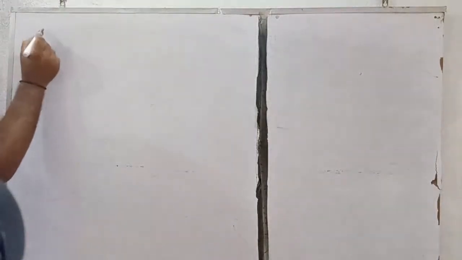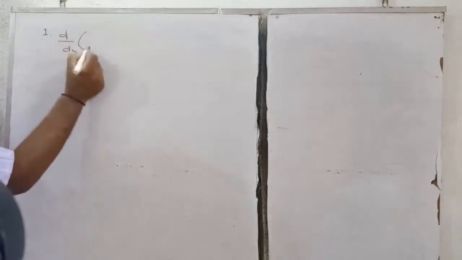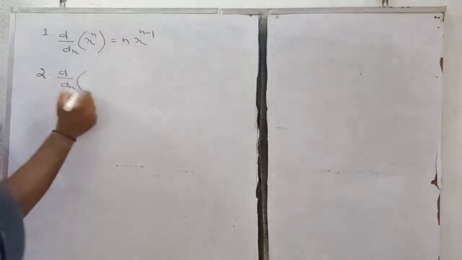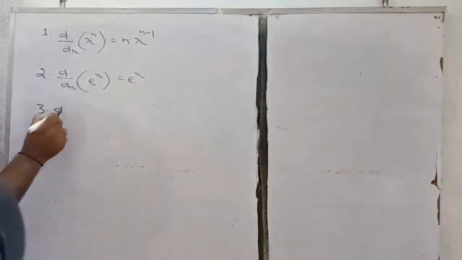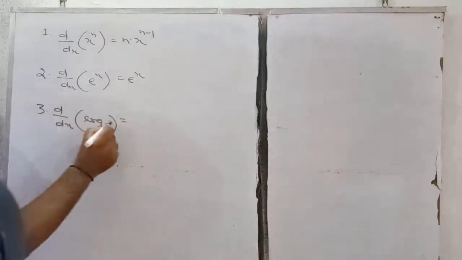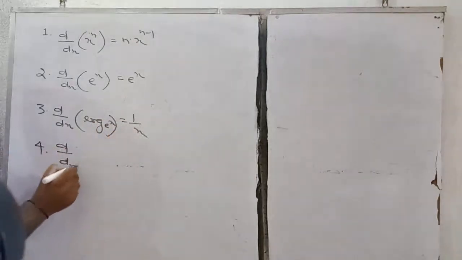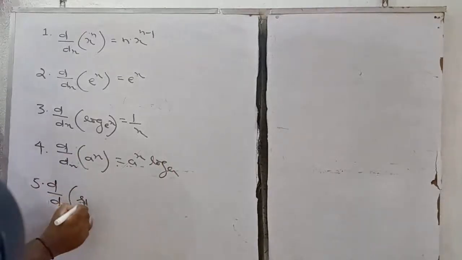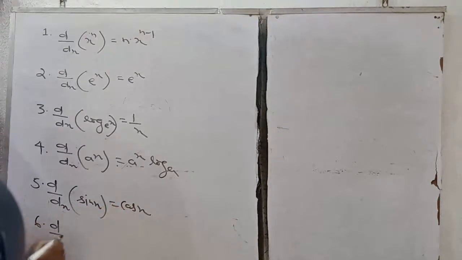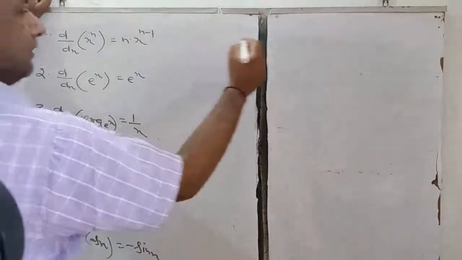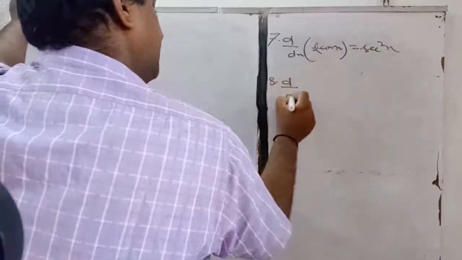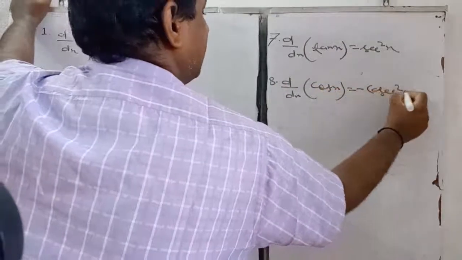So the basic formulas are: d by dx of x to the power n is equal to n into x to the power n minus 1. d by dx of e to the power x is equal to e to the power x. D by dx of log x is 1 by x. D by dx of a to the power x is a to the power x log a. D by dx of sin x is equal to cos x. D by dx of cos x is equal to minus sin x. D by dx of tan x is equal to sec square x. D by dx of cot x is equal to minus cosec square x.